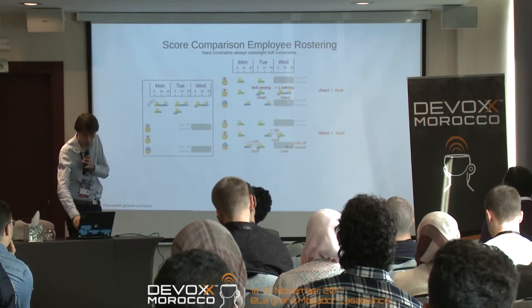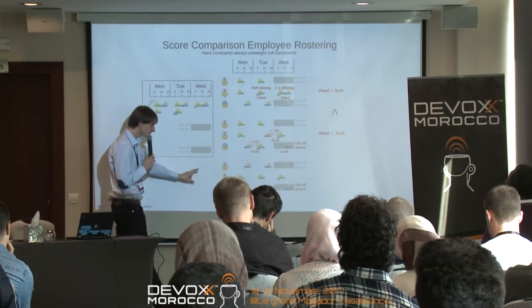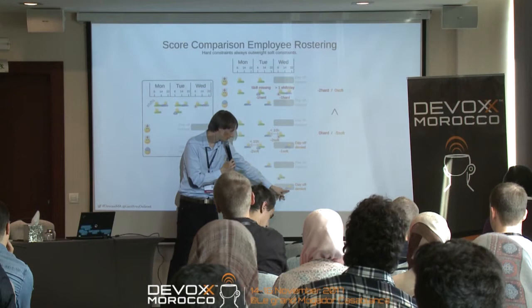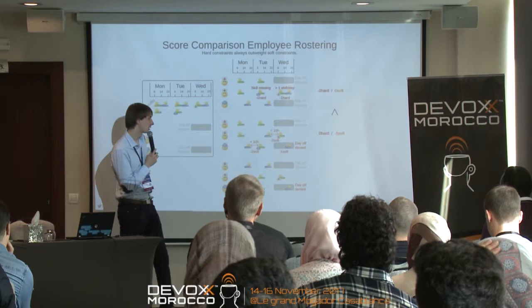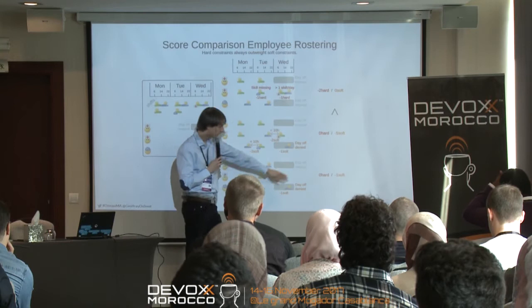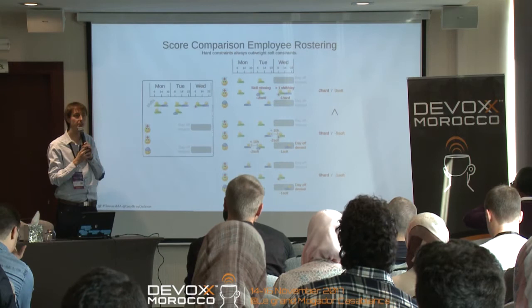Okay, here's a third solution. You can see now we only have one soft constraint broken, this one over here, the day off request, and we don't break any of the other soft constraints or hard constraints. So again, we calculate the score. Now we get zero hard, minus one soft, and in this particular case, which of these three solutions would you think is the best one?